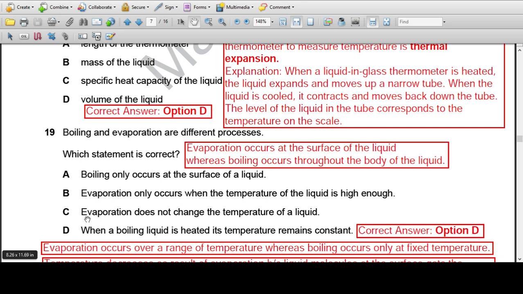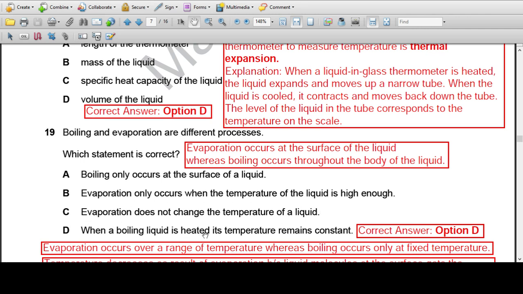Evaporation does not change the temperature of a liquid. Definitely, when high-energy molecules escape from the liquid, the temperature of the remaining liquid will cool down. So option D is also not correct, because evaporation does change the temperature of the liquid. The highly excited molecules of the liquid will escape, so the average temperature will decrease.